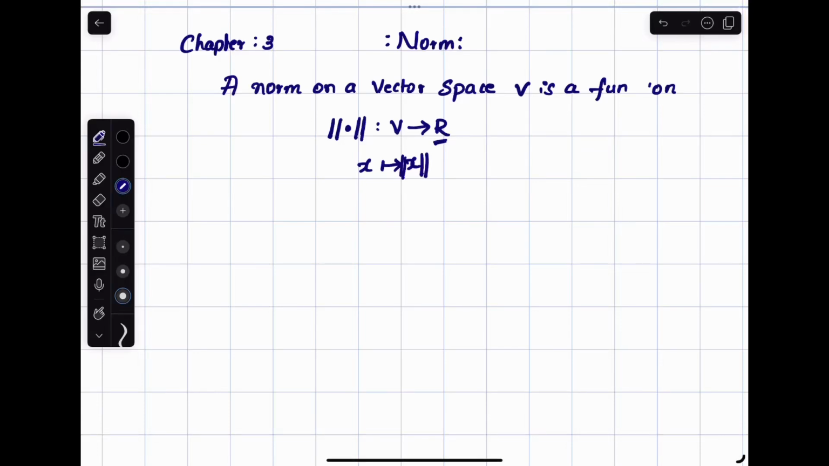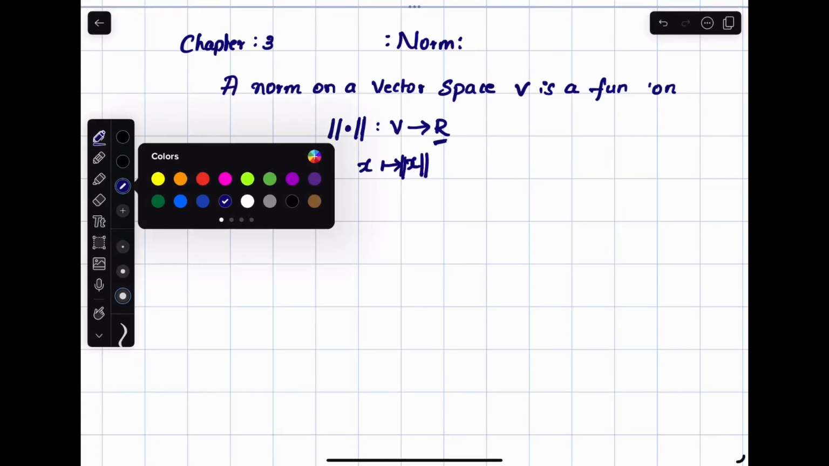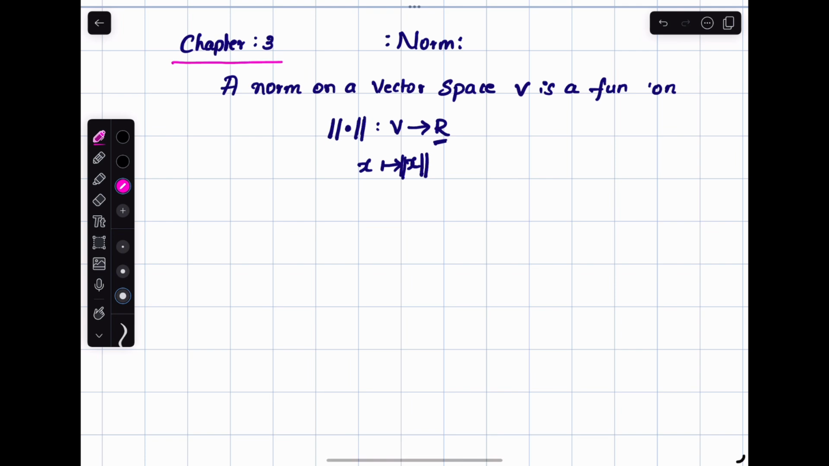Hello students, today we are going to see Chapter 3 of the Aldo and Faisal textbook, and the topic we are going to discuss today is norm. The definition is kind of important, so please study it because they will ask it in the exam. A norm on a vector space V is a function whose magnitude is given by V to R.